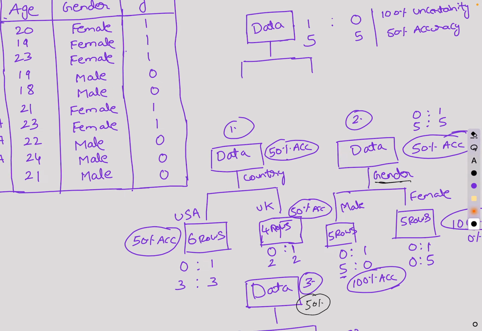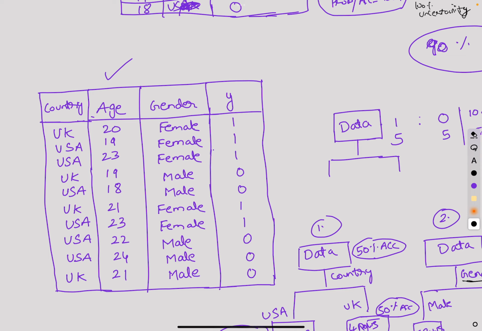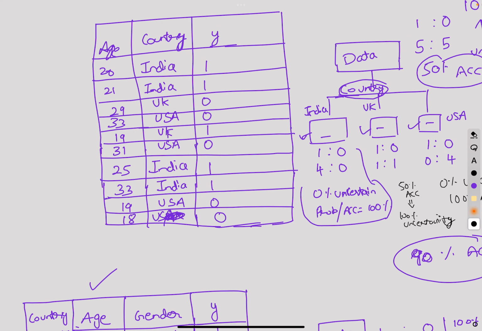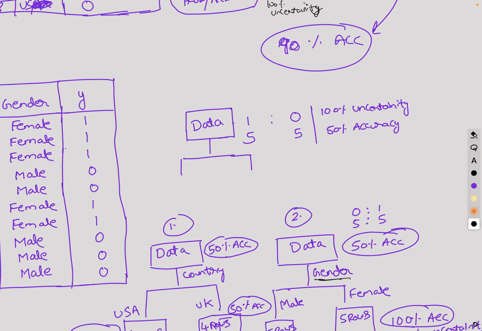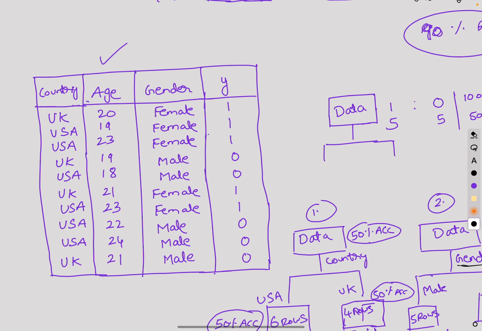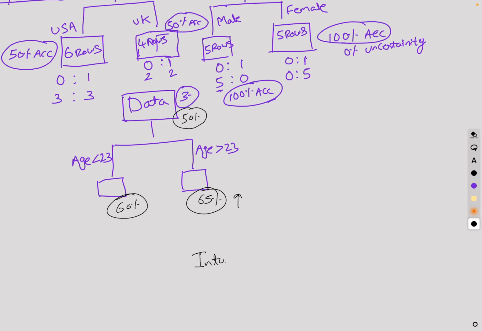Okay, so in this example, in this data set, gender turns out to be a better criteria to divide the data into subsets. And in this example, country turned out to be a better criteria to divide the data into subsets like this. Similarly, there will be different criteria based on how the data is available with us and how that class distribution is there. Okay, so the major intuition behind the decision tree model is that it will divide the data into subsets.